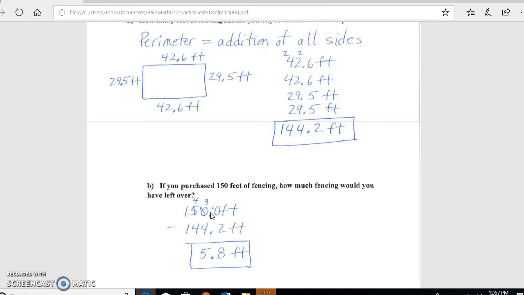So we go to the left until we come to a non-zero digit, which is the 5. We're going to borrow from that 5. It's going to become a 4. And then this 0 becomes 10, but we borrow from that one as well, and now it's a 9. And then this 0 here becomes a 10. So we subtract 2 from 10, we have 8. We're going to have our decimal points in a straight line. And the 4 subtracted from the 9 is going to give me a 5 here. And this is my answer, 5 8/10 feet.